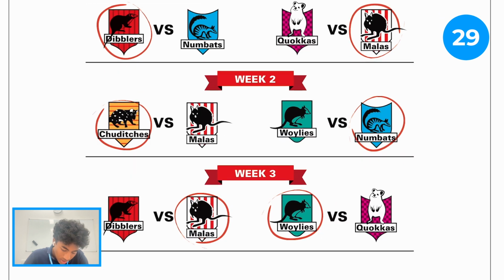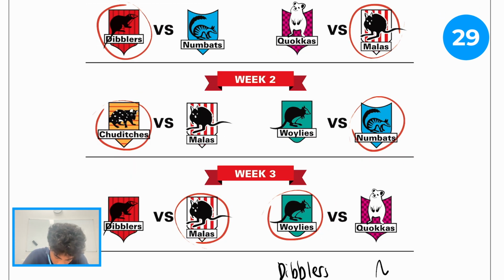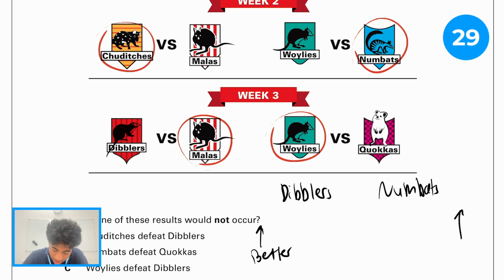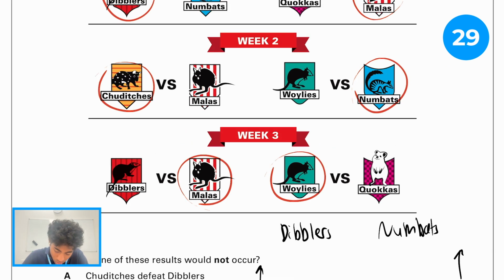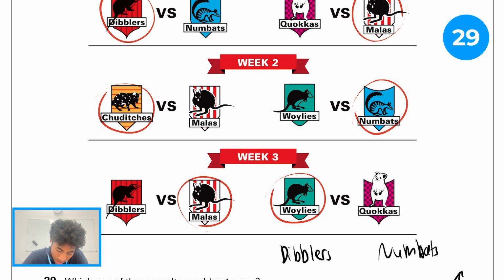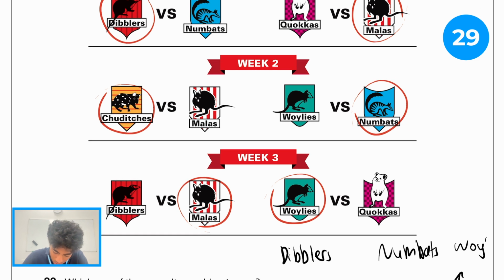So let's think. So we have the Dibblers are better than the Numbats. Dibblers, so we'll do left. If they're here, they're better. So we'll do like a number line kind of thing. Here is better. Here is worse. So we have Dibblers, Numbats, right? So the Numbats are better than the Woylies, as they beat the Woylies here.